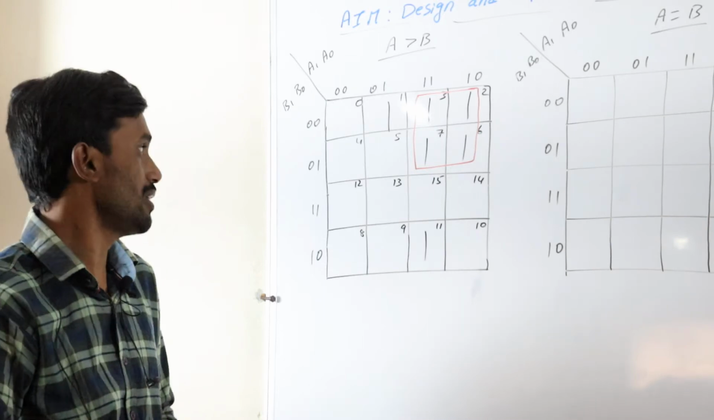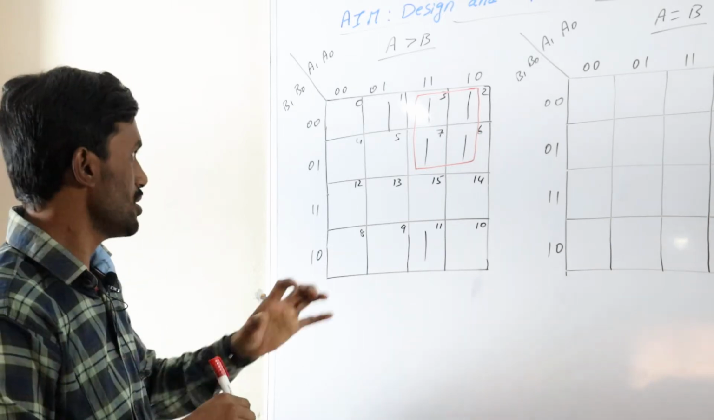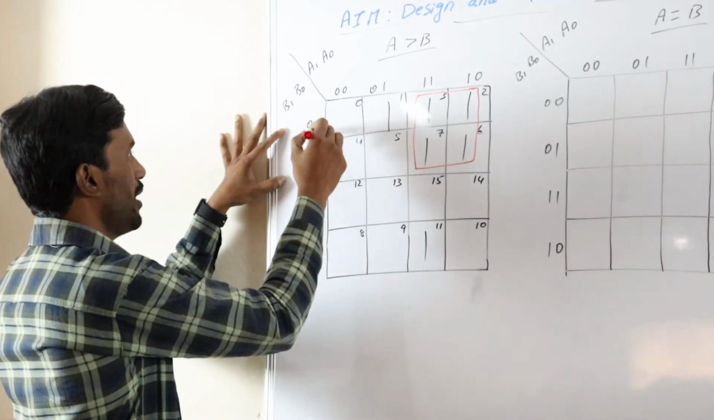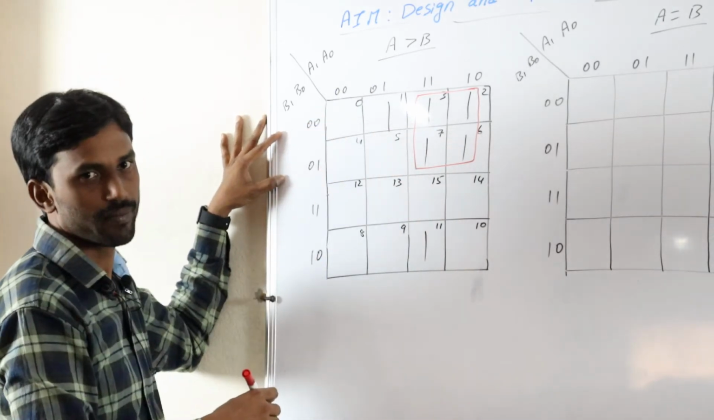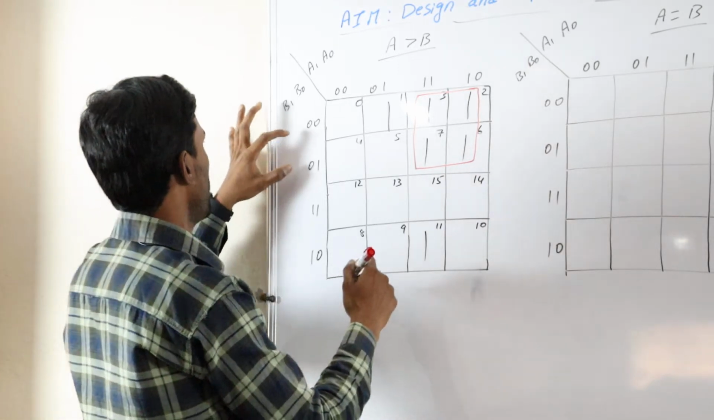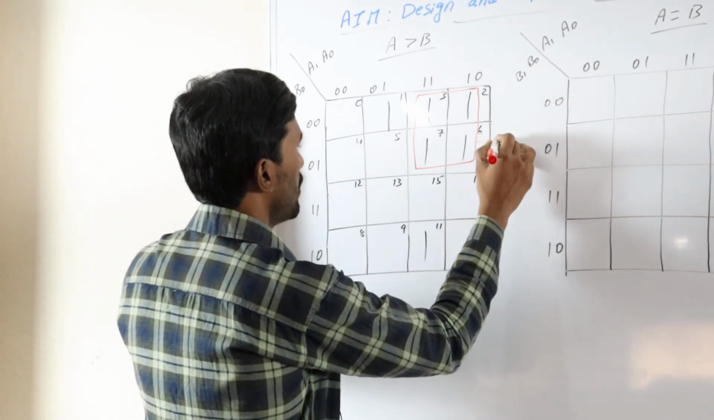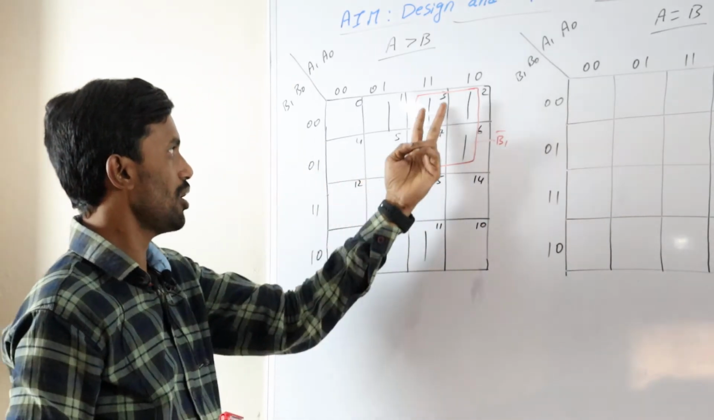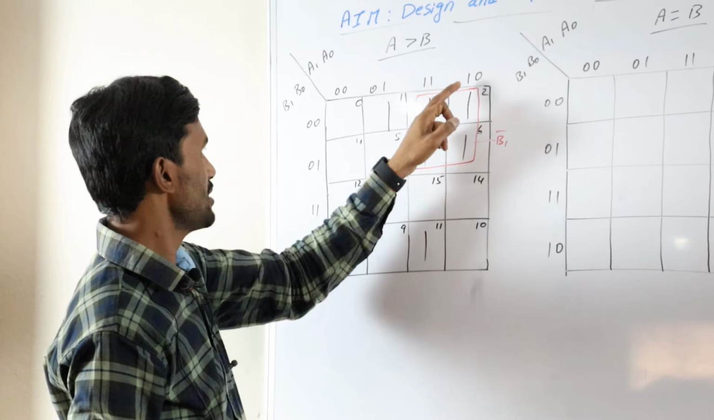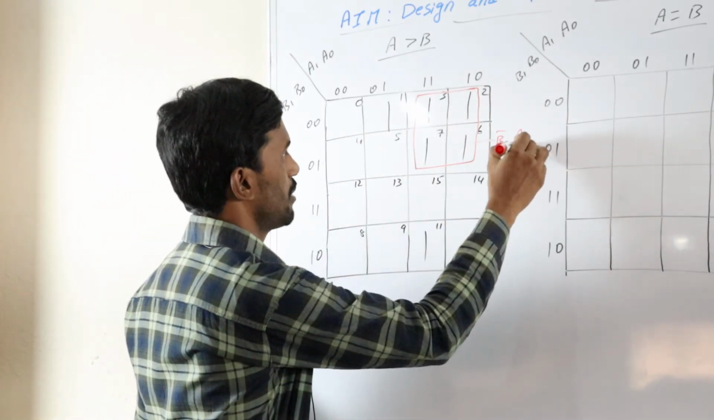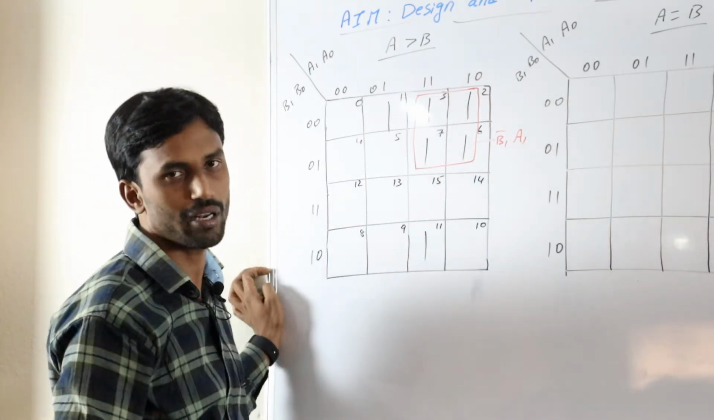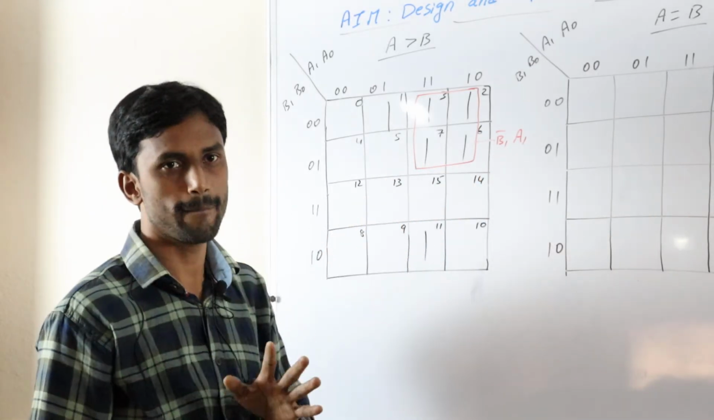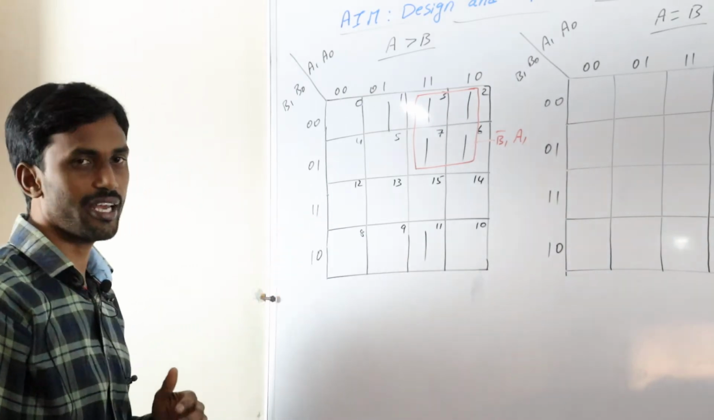Now assign the name for this. This group is made with these 2 rows, where B0 is 0 and 1. So we can remove it, 0 plus 1 is 1. Now B1: the status of B1 is 0, so it is B1 bar. Now check the columns. A1 status is 1, so it is A1. A0 is 0 and 1, you can remove it. So this minterm is A1 B1 bar. Note it down.